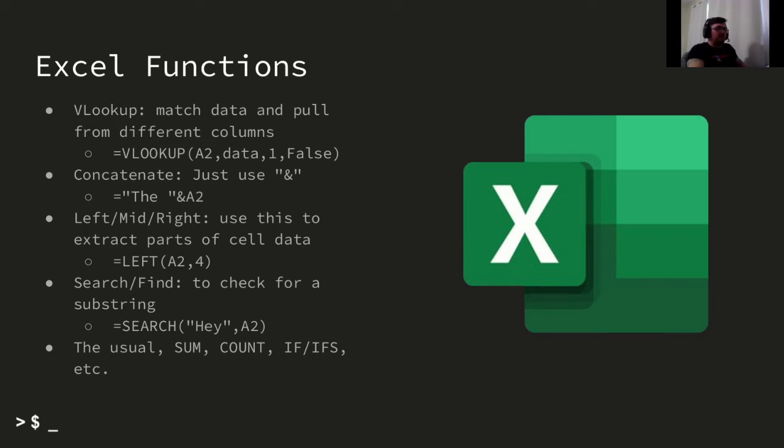SEARCH and FIND also work similarly. The key difference is that SEARCH is not case sensitive, but FIND is definitely case sensitive. So this will give you a lowercase h for SEARCH, but it will not for FIND. And it returns the position of wherever that string is found. And then you've got the usual functions that I'm sure you all use, such as SUM, COUNT, IFS, ANDS, AVERAGE. Lots of good ones that are basic in any coding language.